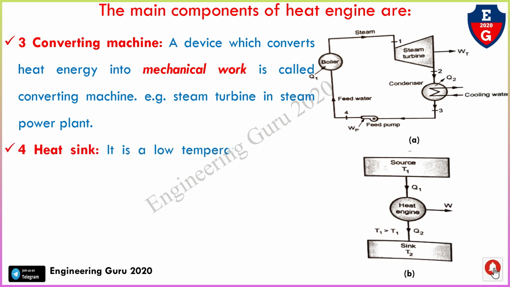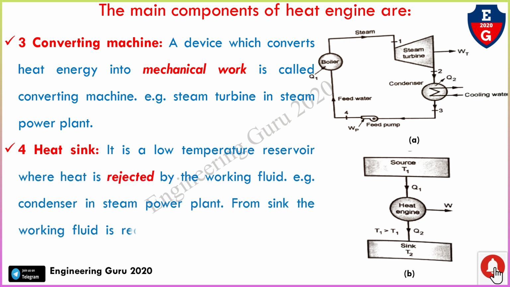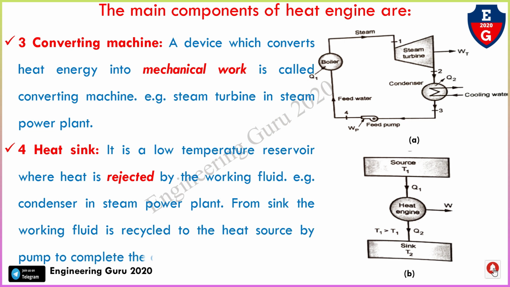And finally, that is heat sink. It is a low temperature reservoir where heat is rejected. Remember this thing, the heat is rejected in the heat sink by the working fluid. Example, condenser in the steam power plant. From the sink, the working fluid is recycled to the heat source by the pump to complete the cycle. So this is called heat sink.